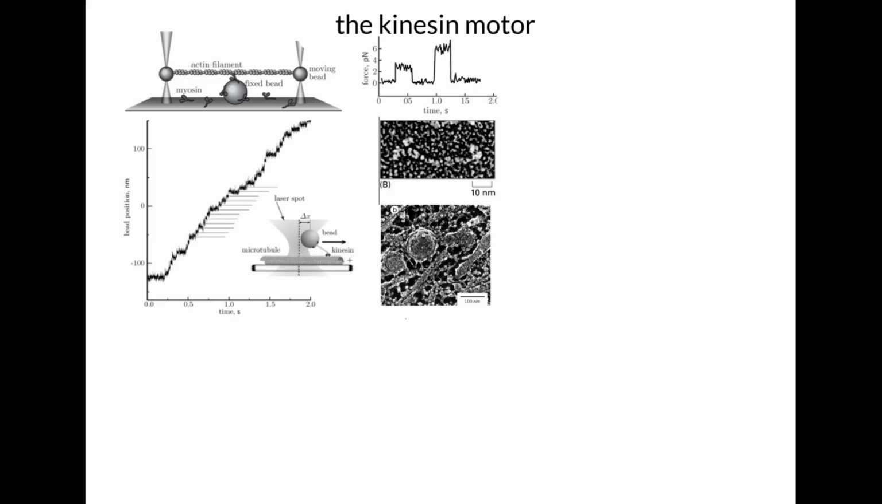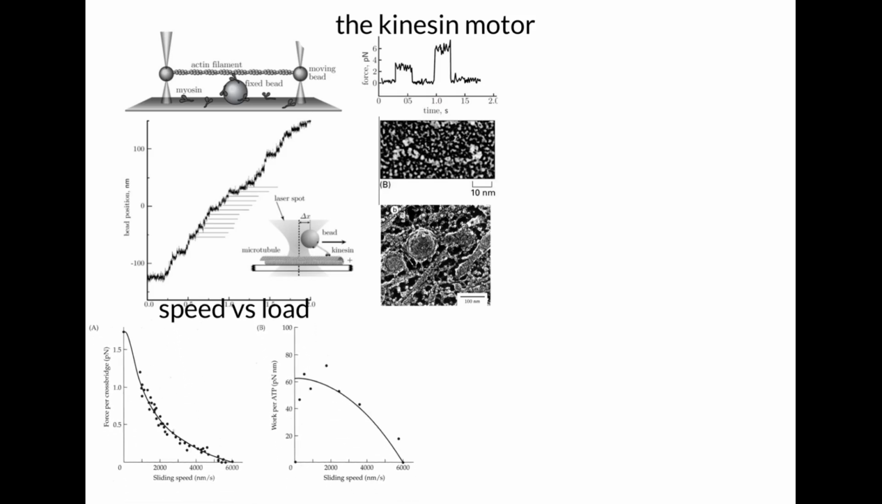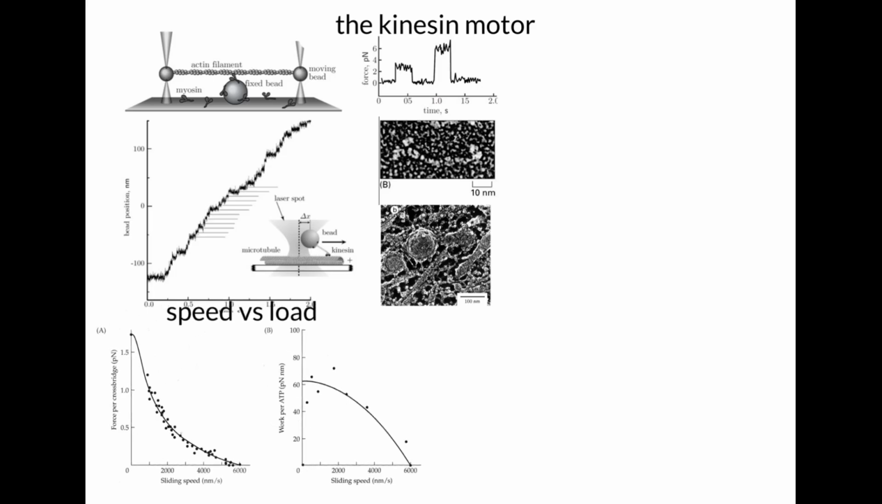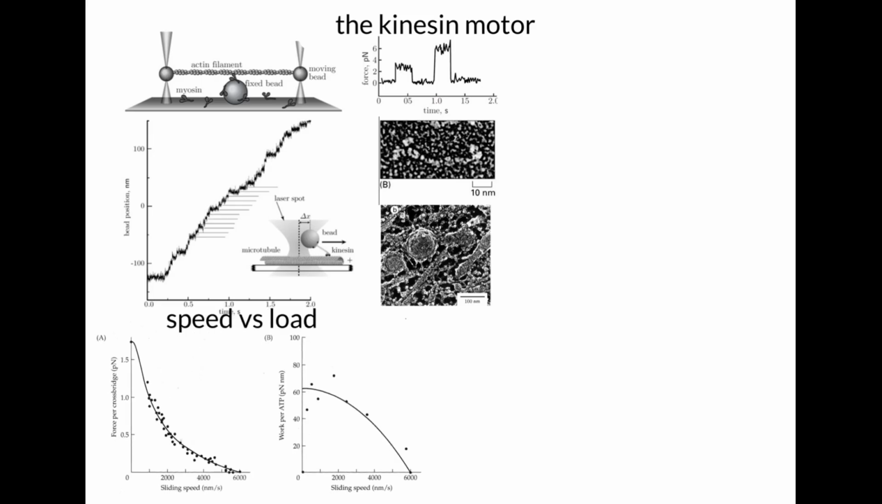The experimental findings further show that the speed of the motor depends on the load. What we did is we developed a model to describe this, and that is a model based on a thermal ratchet that is working against a load, yet has an energy source that results from the burning of ATP. And by using this model, we could, for example, describe how the speed changes with load.